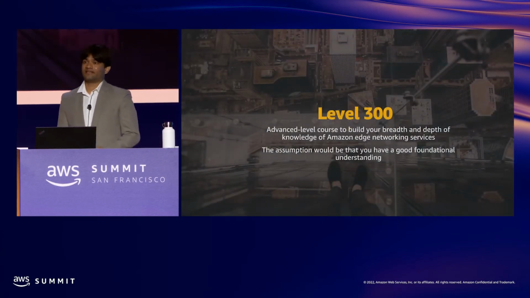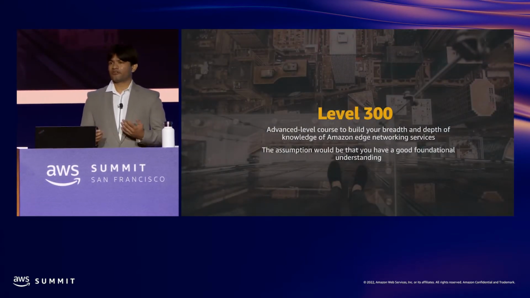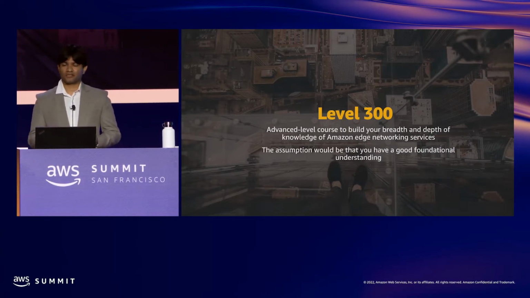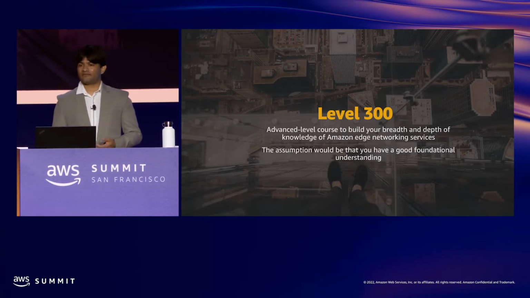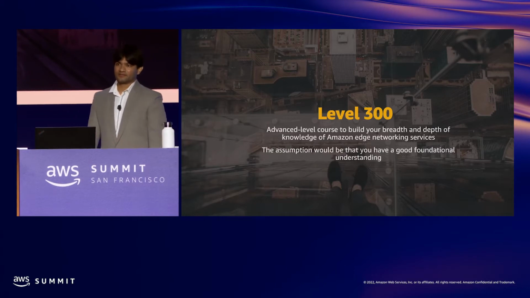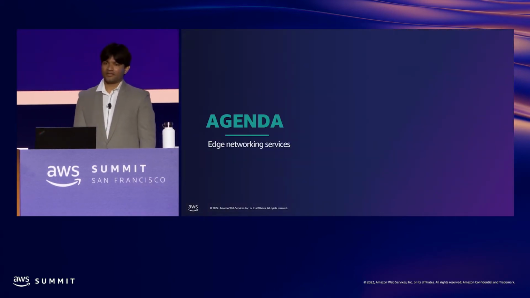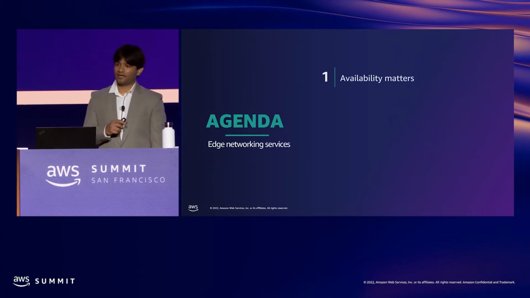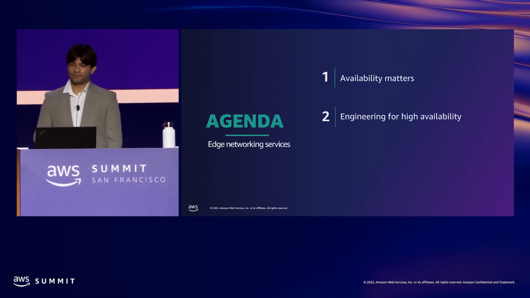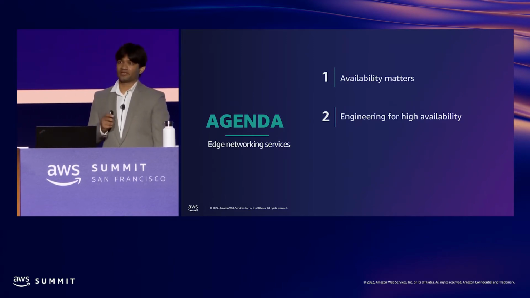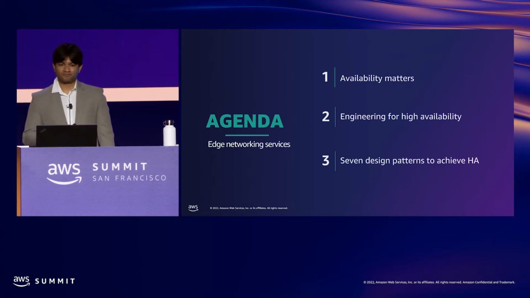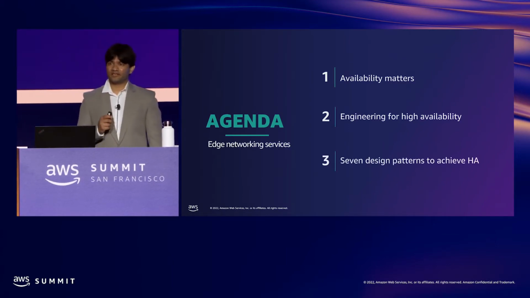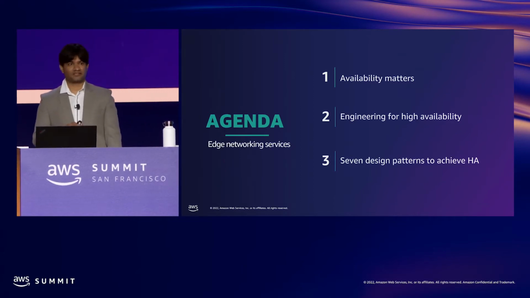A quick level set: this is a 300 level session, so I assume you have some working experience with our services like CloudFront, AWS WAF, Shield, Route 53, etc. Our agenda for today: I'll talk about why availability matters and what it depends on. I'll share some of the design principles on which we've built our services, and you can potentially use those to build highly available applications yourself. And I'll go over the 7 design patterns using these Edge services.